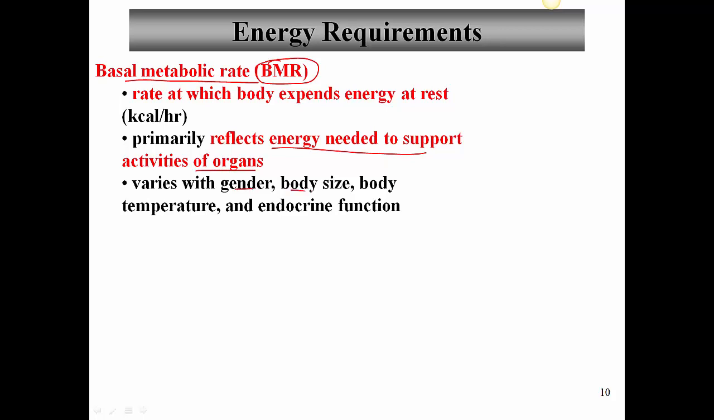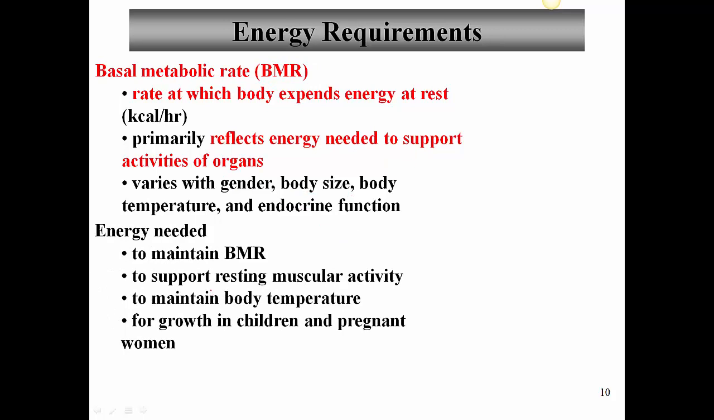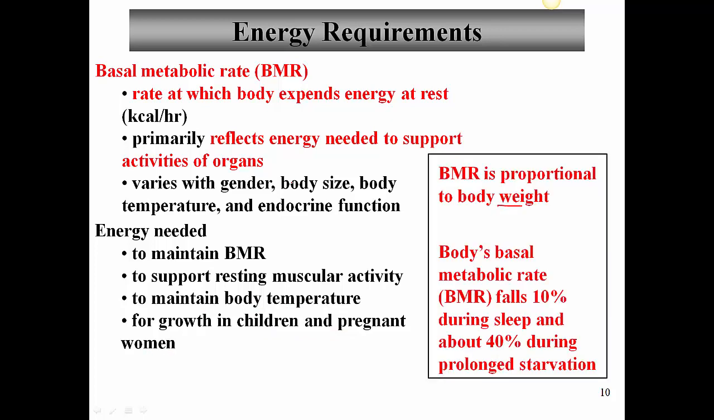And this will vary with gender, with body size, with body temperature, with endocrine function. And in terms of endocrine function, we're really talking especially about thyroid hormone, which is one of the major regulators of cellular metabolism throughout the body. And as you see on the bottom, and as we said above, this supports resting muscular activity. It's needed just to maintain our normal body temperature, and also it would be needed for growth in children and pregnant women.